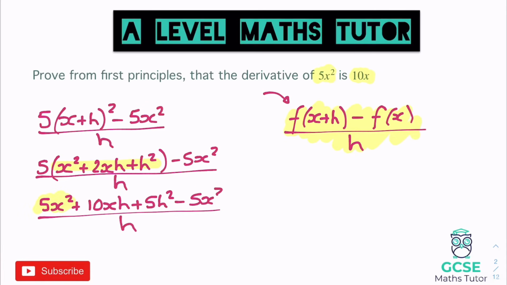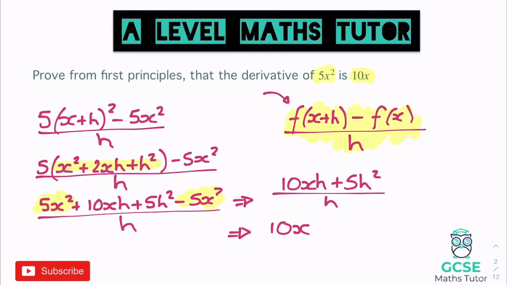They've got the 5x squared and the minus 5x squared. So if we get rid of those, what have we got left? We'll have 10xh plus 5h squared all over h. We can divide the top and bottom by h there. So the h will disappear off the 10xh, so we get 10x. One of the h's is going to disappear off the 5h squared, so 5h. And there we go, there's our final piece.